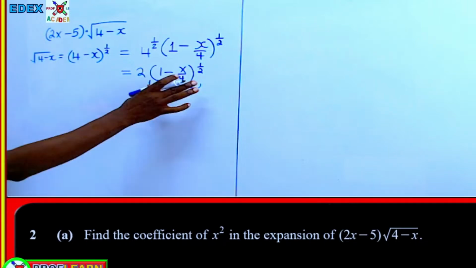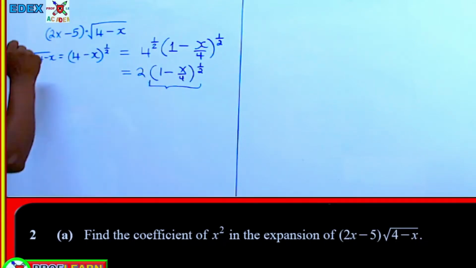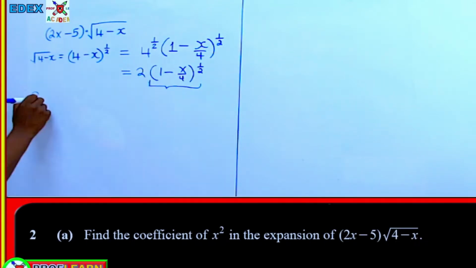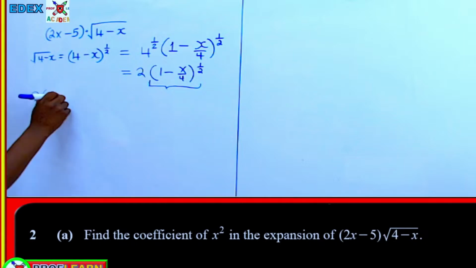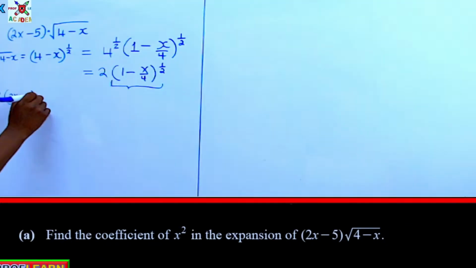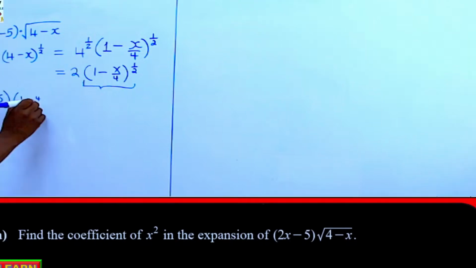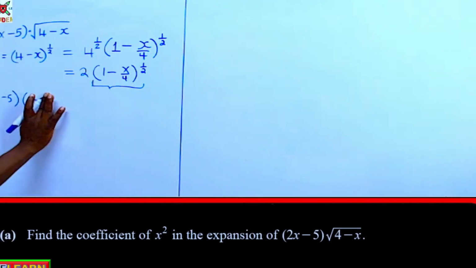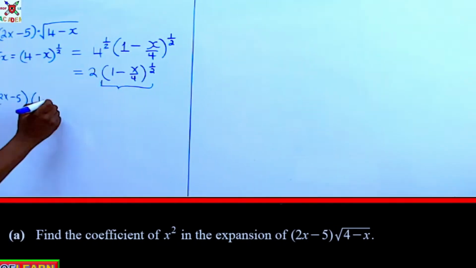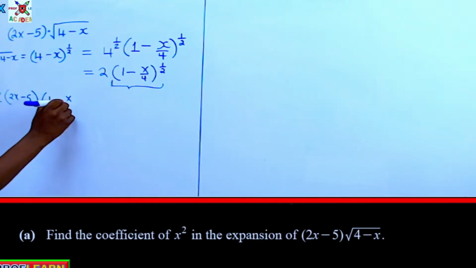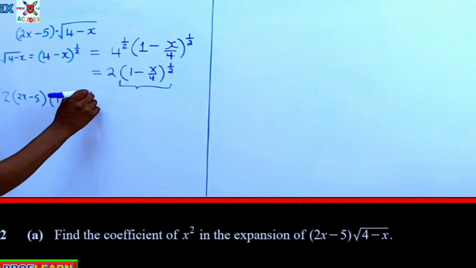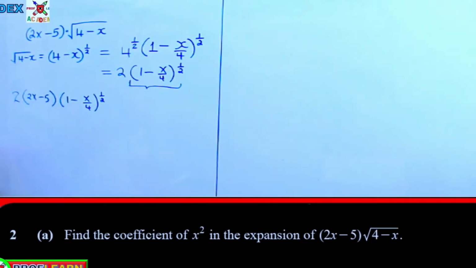Then we can now say our equation that we were having can be written as 2 into bracket (2x minus 5), then into bracket 1 minus x over 4, raised to power 1 over 2.